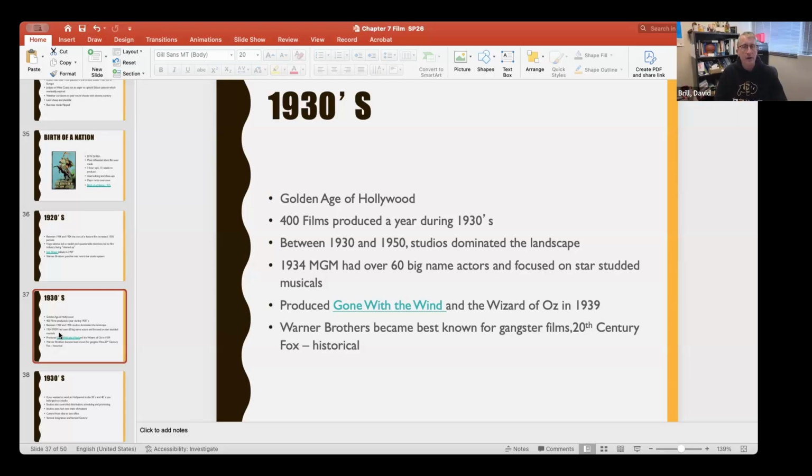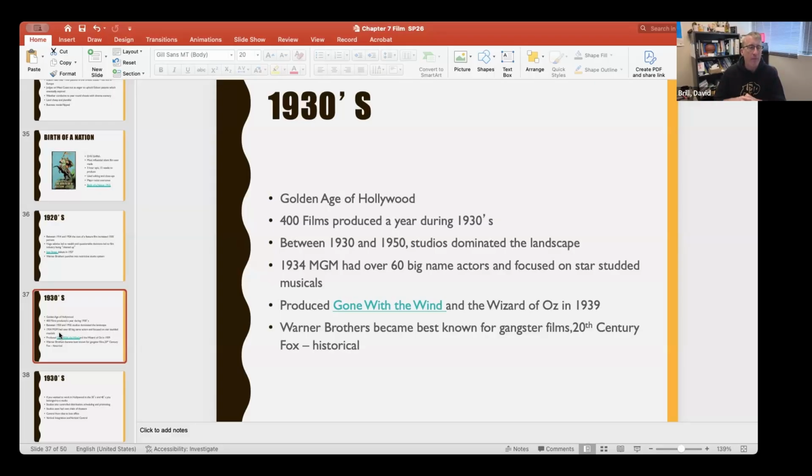400 films were produced a year during the 1930s. Between 1930 and 1950, studios dominated the landscape. It's almost like we've come full circle, right? We went from a very bubble-like existence for Hollywood back on the East Coast with Thomas Edison, with just these little 12-minute films. Now we have broader narratives, broader structure, editing, and a lot of different things happening with film. But the fact is the studios on the West Coast very much dominated this era.